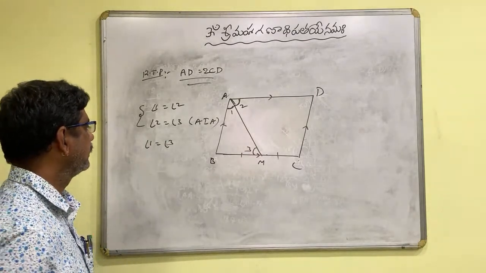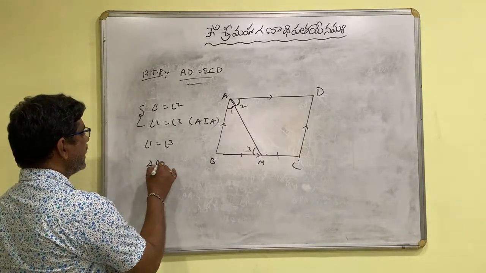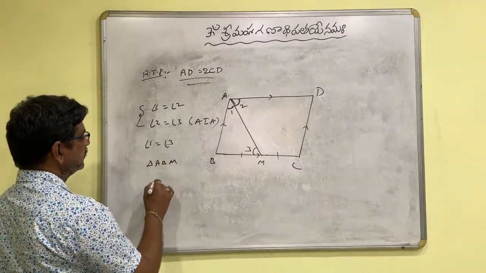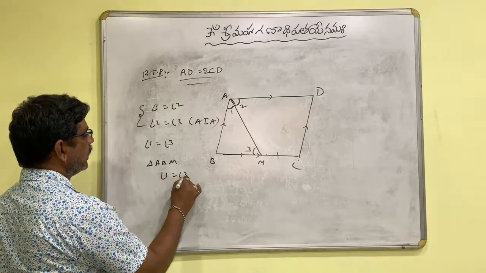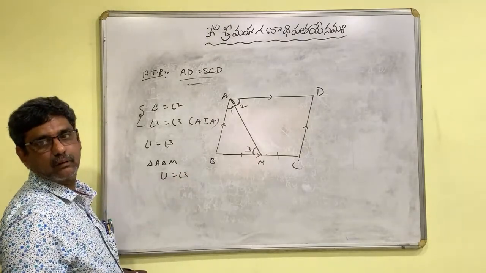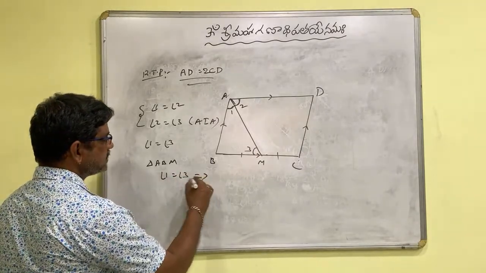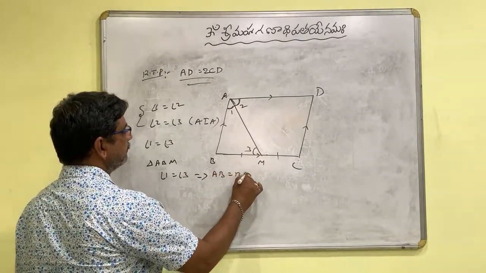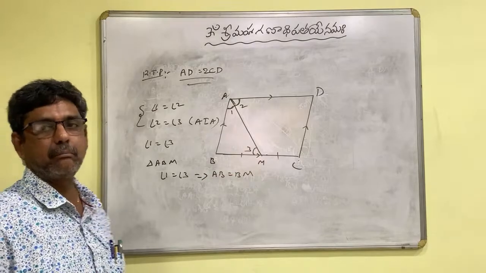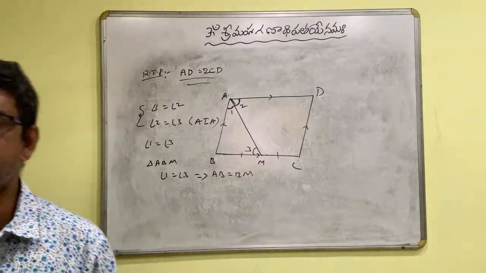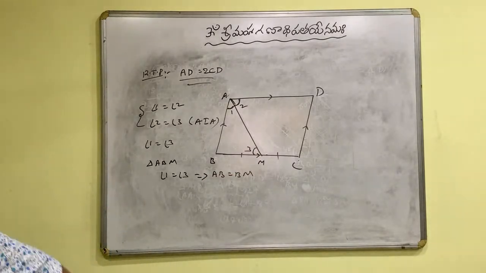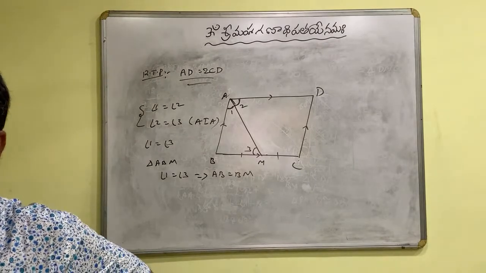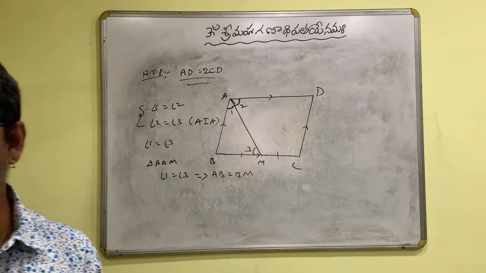Now, in triangle ABM, angle 1 is equal to angle 3, which implies AB is equal to BM, since it is an isosceles triangle. Can you hear me, children?